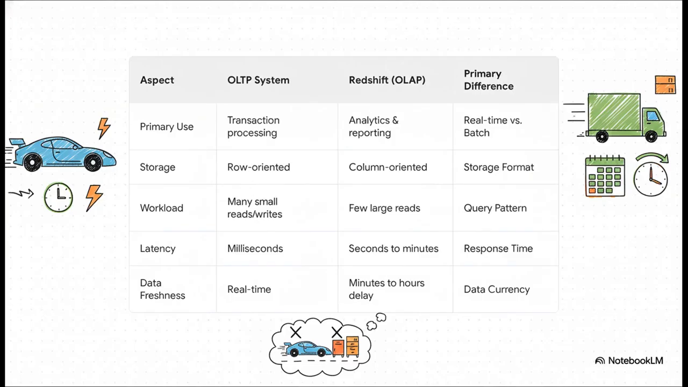This chart really lays it all out perfectly. Just look at the latency. OLTP is all about milliseconds, while Redshift is thinking in seconds, maybe even minutes. And look at the primary use. OLTP is for that real-time processing, while Redshift is for batch analytics. Each one is a specialist, perfectly tuned for its specific job. You know, you wouldn't use a race car to haul furniture, and you definitely wouldn't use a moving truck to try and win the Grand Prix.